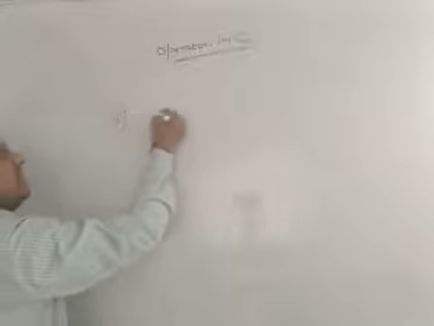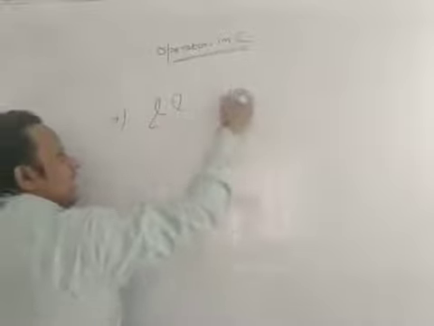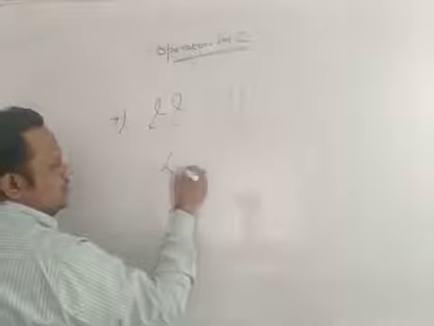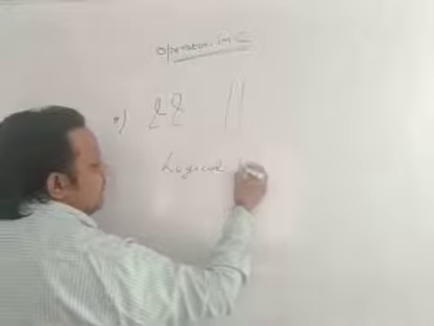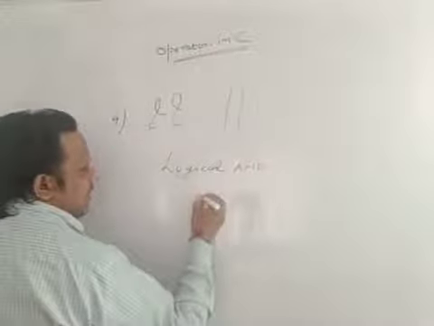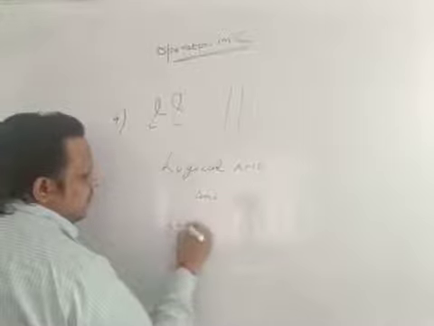Fourth, and this operator and or, these are called logical and, logical or.